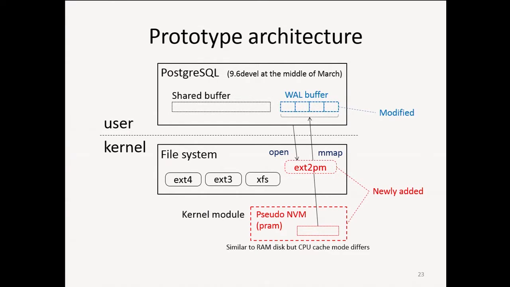It is an NVM emulator, in that it preserves its contents even if the process that uses the pseudo NVM aborts. But these contents will be lost in the case of power loss. So this prototype does not care about the power loss event, but it is enough for process abort.